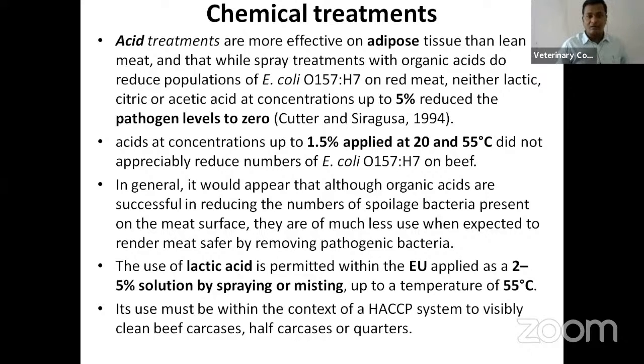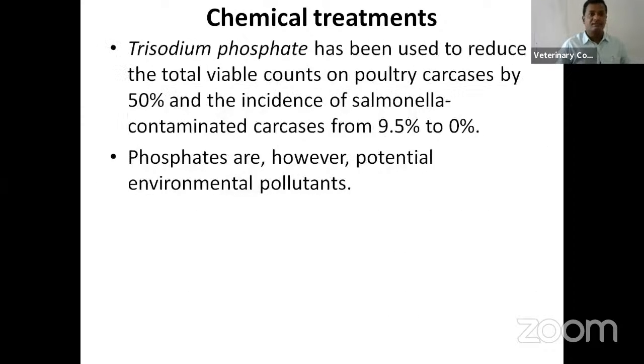The acids, these are all edible acids. They will reduce the microbial count, especially of the pathogens such as E. coli O157:H7. Acids are applied at 1.5% level at 20 and 55 degrees centigrade. Okay, that is usually done. In some countries they are permitted, for example lactic acid is permitted in the EU, at 2 to 5% solution. Either it is sprayed or misted. Even the HACCP system also encourages the use of such acids.